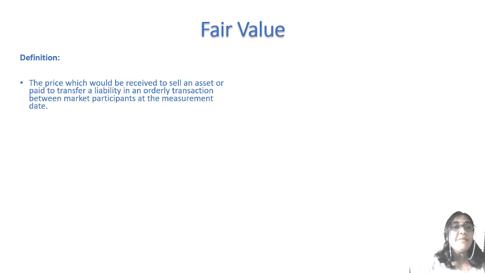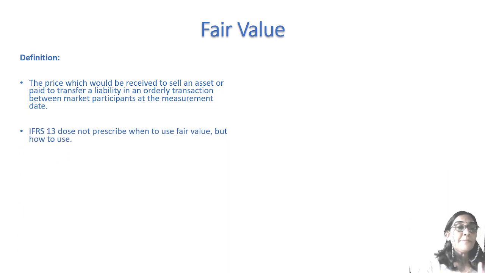So fair value is the price that would be received to sell an asset or paid to transfer a liability in an orderly transaction between market participants at the measurement date. So there are four things that you need to remember about the definition. First, that it is a price that you would receive for selling. Second, it is an orderly transaction. Third, it is between market participants. And fourth, it is at the measurement date.